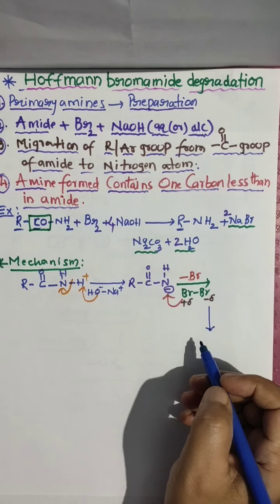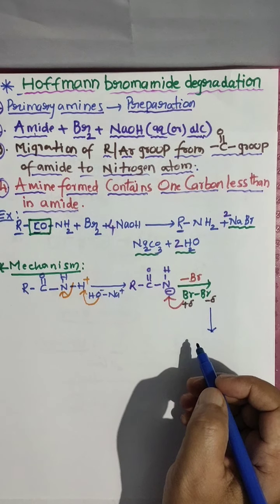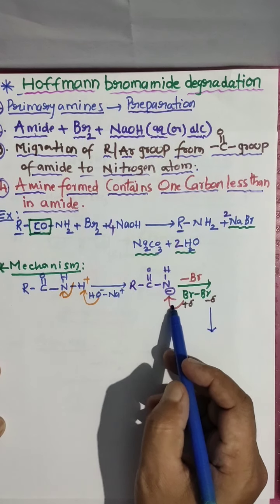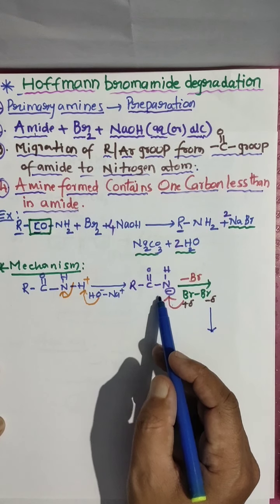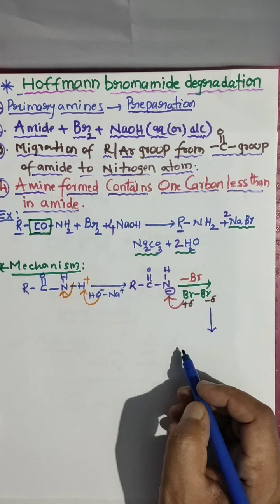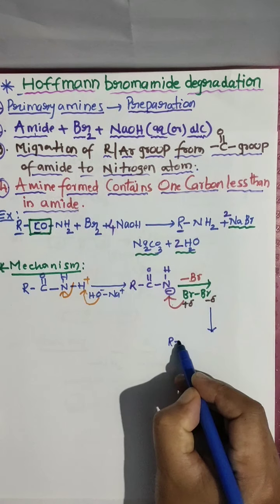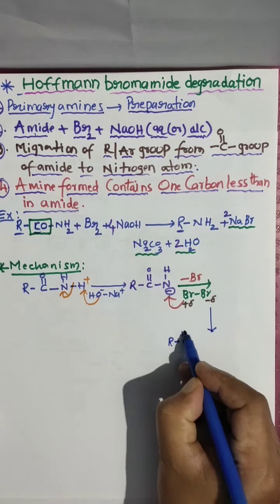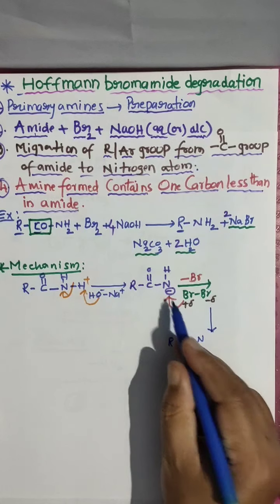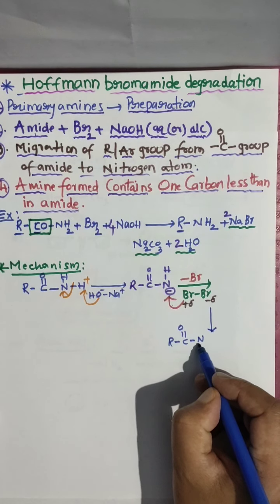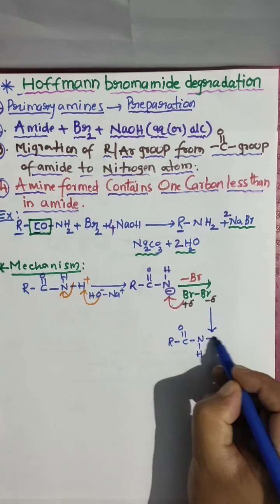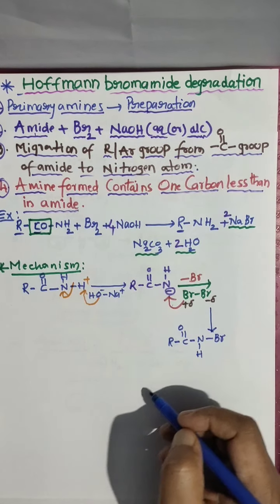Then you go for a small disturbance, and then you go for this. Next intermediate, what you are getting? See here, we attached one bromine. Then this bromine will remove. Then you are getting R-C(=O)-N, we have here N and this H I am writing downside, and this bromine attached here. So this is one intermediate you are getting.